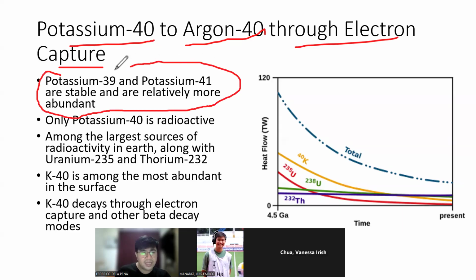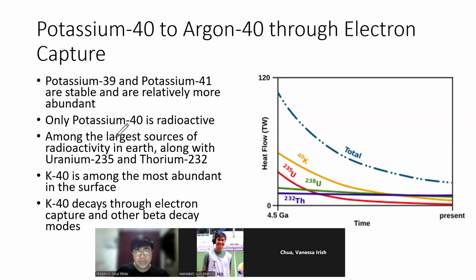Potassium actually has three isotopes. Potassium 39 and potassium 41 are stable and more abundant. Among the three, the only one that's radioactive is potassium 40. And potassium 40 is not the biggest source of radioactivity, but it's one of the biggest sources of radioactivity in the Earth.